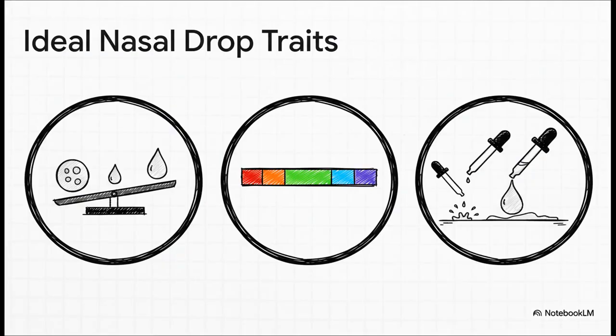And because the nose is so sensitive, we have to be really careful with the formulation. It needs to be isotonic, which is just a fancy way of saying it has the same salt concentration as your body's fluids, so it doesn't sting. It also needs a neutral pH, around 6.5, to prevent irritation. Sometimes we'll even make it a little thicker, a little more viscous, so it hangs around in the nose a bit longer and has more time to work.